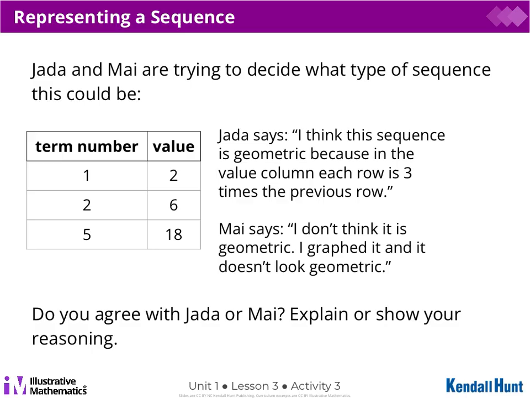Okay. Jada and May are trying to decide what type of sequence this could be. Jada says, I think this sequence is geometric because the value in the volume column in each row is 3 times the previous row. May says, I don't think it is geometric. I graphed it and it doesn't.